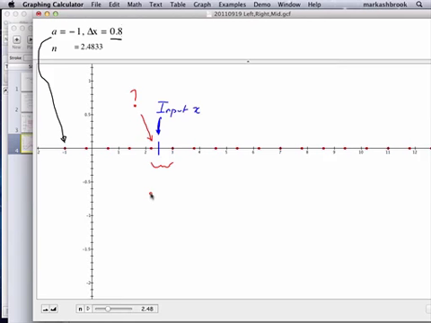If a is -1, the starting point is -1, the change in x is 0.8, and my n is 2.4833. That's the n. The n is our input x. Right, sorry. Yeah, that's our n.